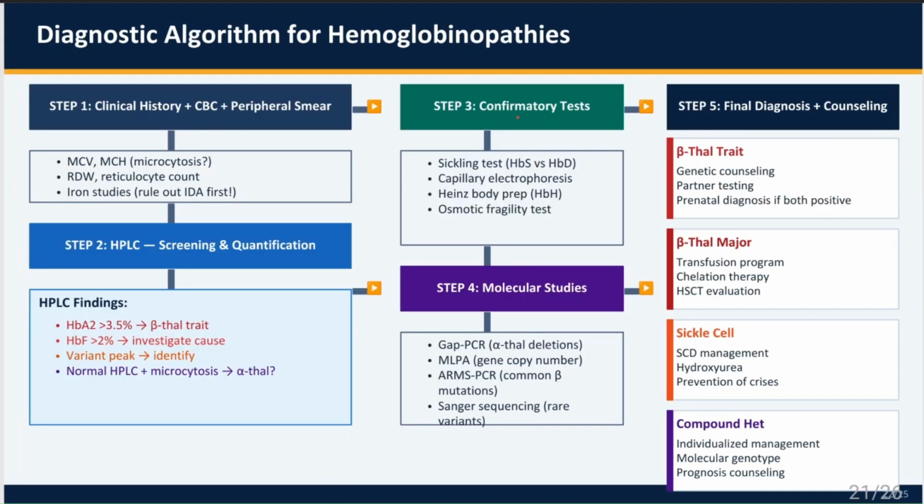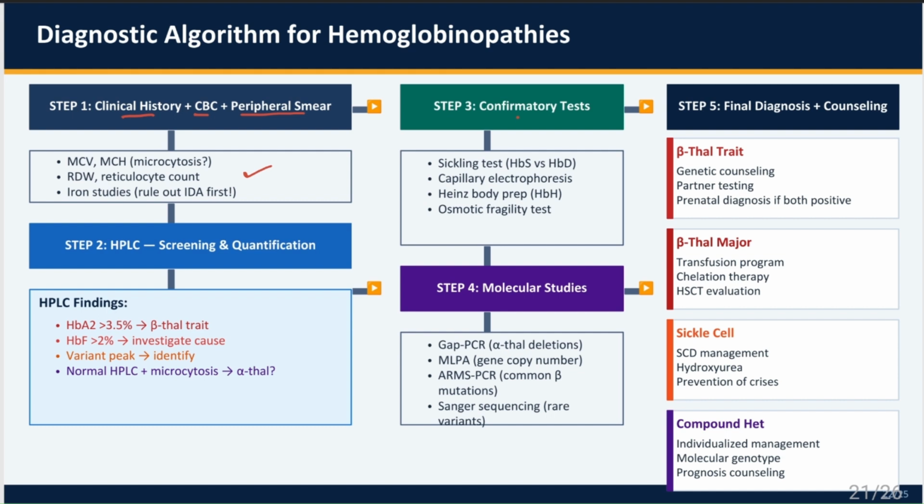Now the diagnostic algorithm for hemoglobinopathies. First, we should take clinical history and perform CBC and peripheral smear, and we should check for MCV, MCH, RDW, reticulocyte count, and iron studies can also be done to rule out iron deficiency anemia. After that, we can do HPLC for screening and quantification. In HPLC findings, if there is elevated HbA2 level more than 3.5%, then we can suspect beta thalassemia trait. If HbF level is more than 2%, then we can investigate the cause.